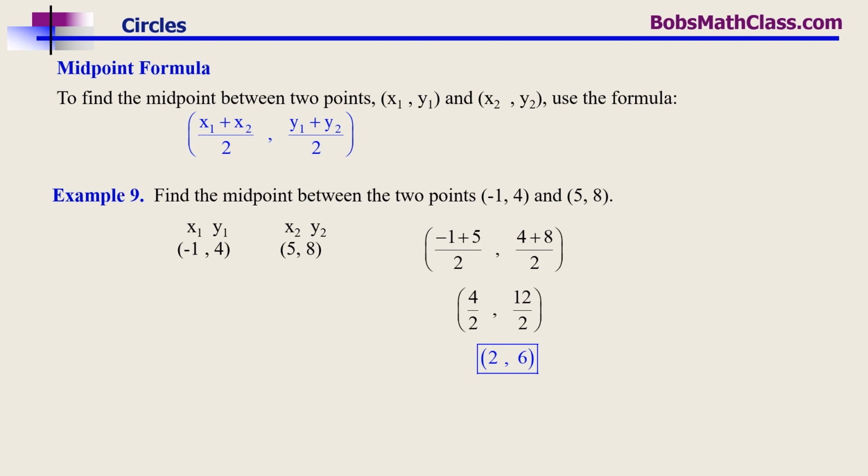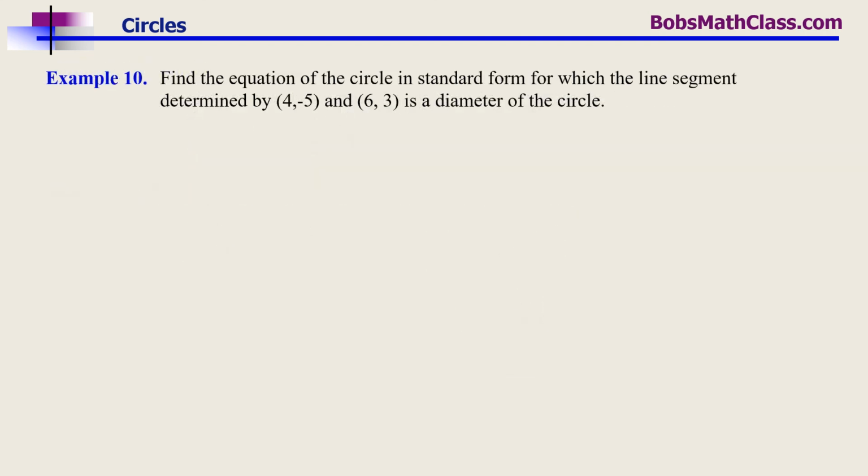So you might be asking, why do we need the midpoint? Okay, here we go. Last problem. Find the equation of the circle in standard form for which the line segment determined by (4, -5) and (6, 3) is the diameter of the circle. Okay, so we have 2 points that are on a diameter. What we need is the center. If we have 2 points on a diameter, the center, therefore, would be the midpoint. So we're going to find the midpoint using these 2 points that we have given.